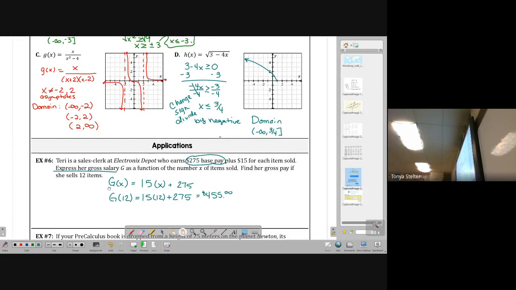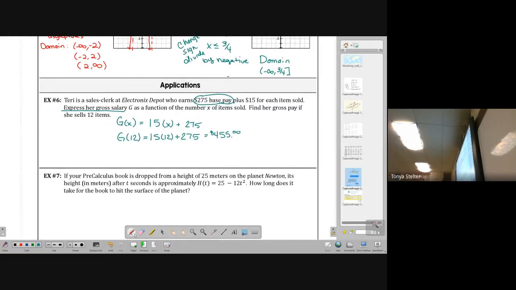All right, last one. If you had a pre-calc book, and it is dropped from a height of 25 meters on the planet Newton, its height in meters after t seconds is described by that equation. How long did it take the book to hit the surface of the planet? So basically it's asking you when h of t is 0. The surface of the planet would be 0. So this would be h of t equal to 0.